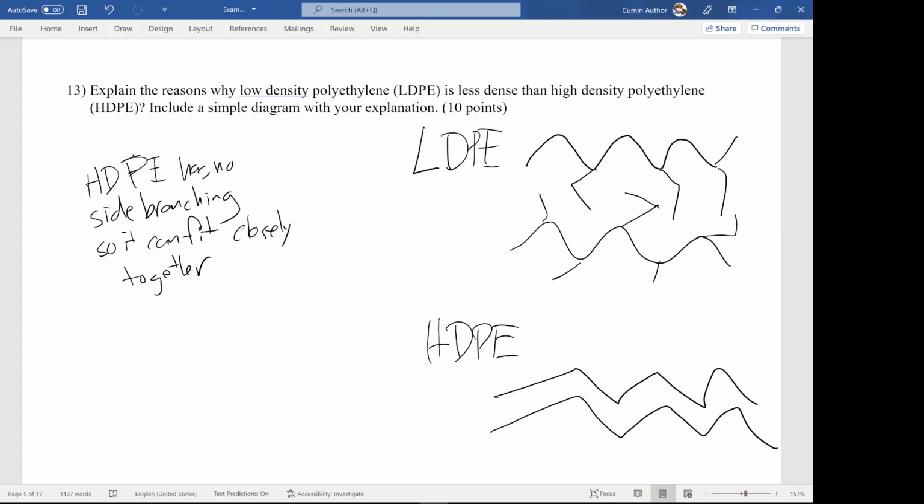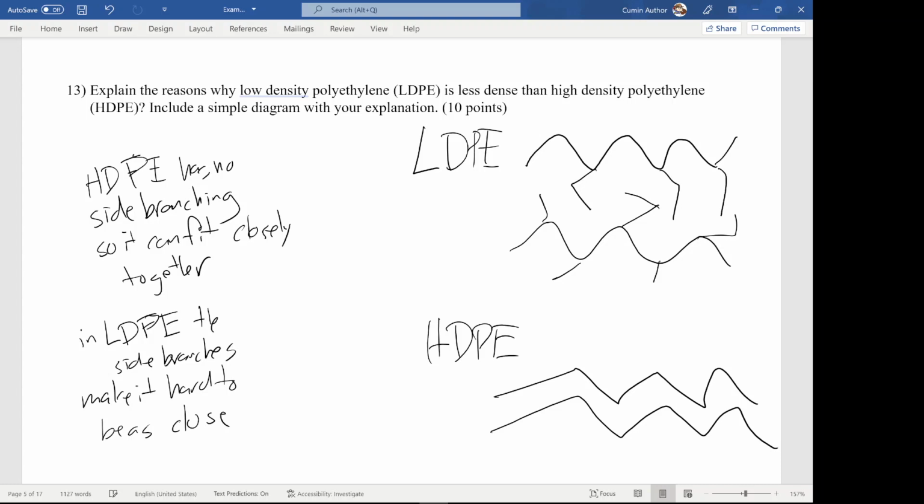And in the low density polyethylene, it's harder for it to be as close. So just literally, you'll have lower density because you've got these bits of dead space that exist that don't exist in the high density polyethylene when it's put together.